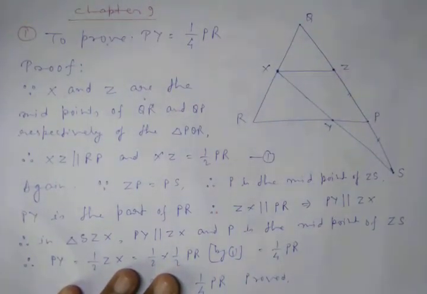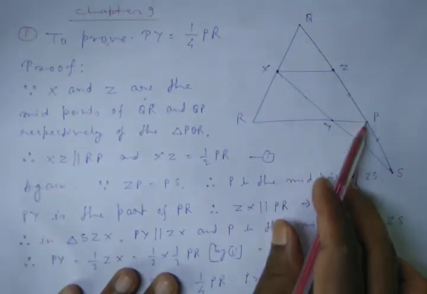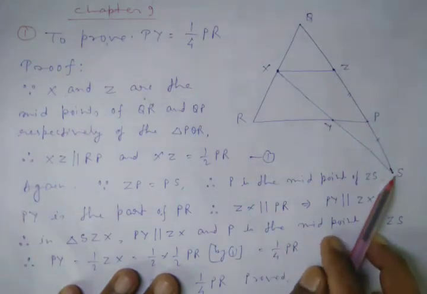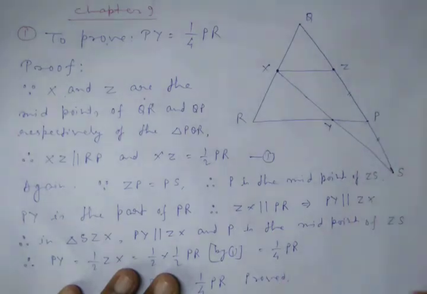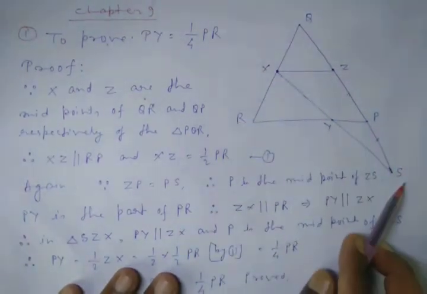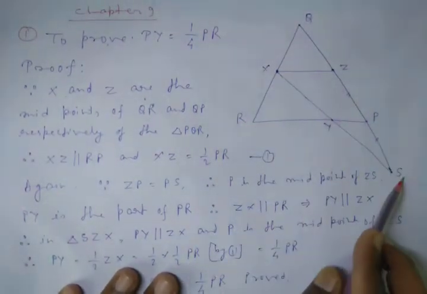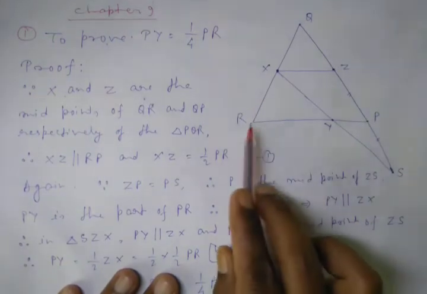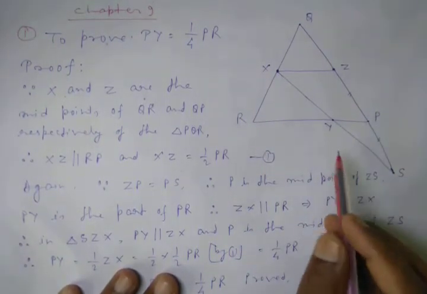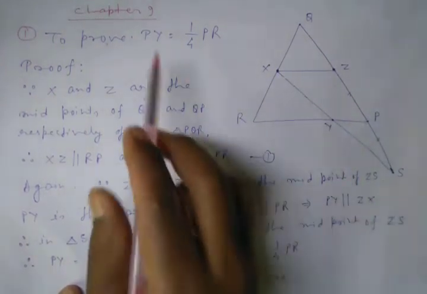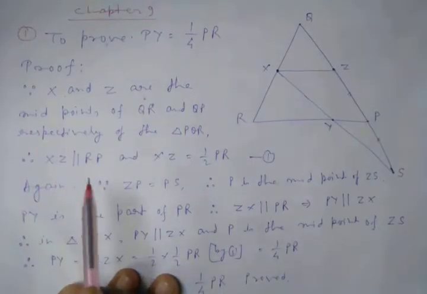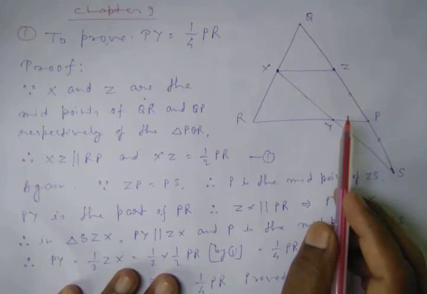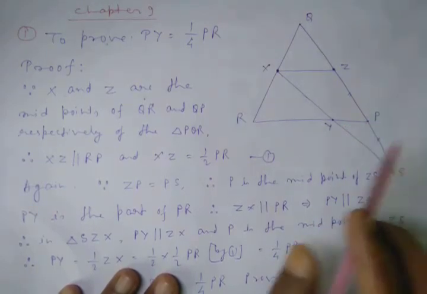And next, this QP is extended to S such that PZ equals PS. Okay, and then X and S are joined, and this XS intersects PR at Y. Then we have to prove that PY equals 1 by 4 PR. So in this question, you will use the midpoint theorem.